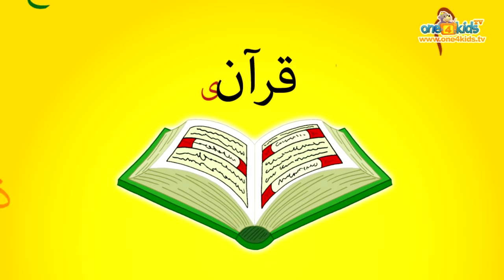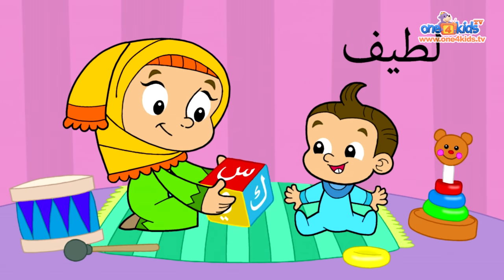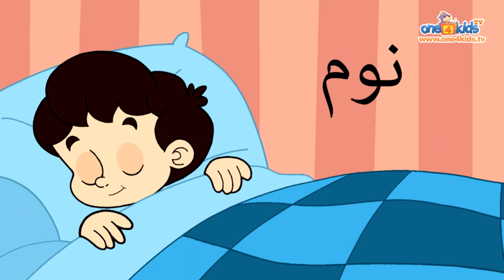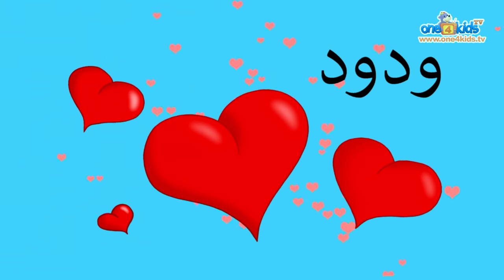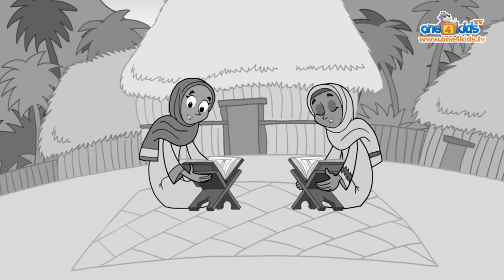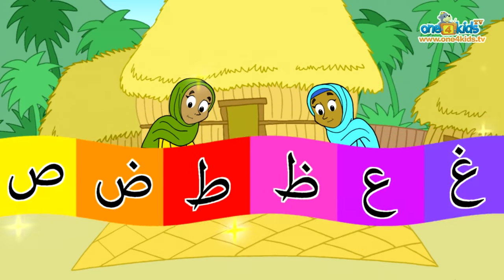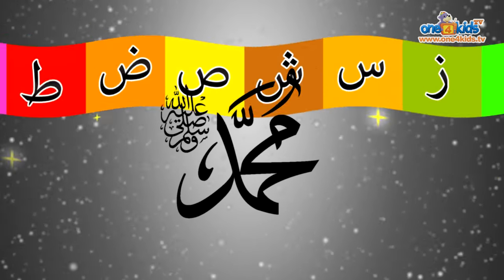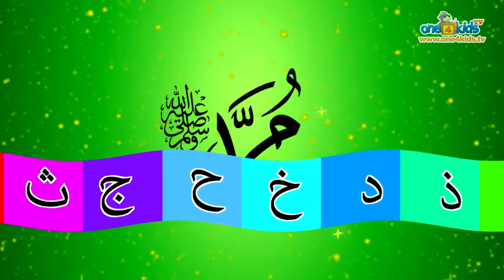Qaf is for Quran. Kaf is for Kitab. Lam is for Latif and Mim is for Medina. Nun is for Noun. Ha is for Hidayah. Waw is for Wajud and Ya is for Yawmuddin. We're learning the Arabic alphabet so we can read and learn Al-Quran, the language of our beloved Muhammad, the last prophet sent from Allah.